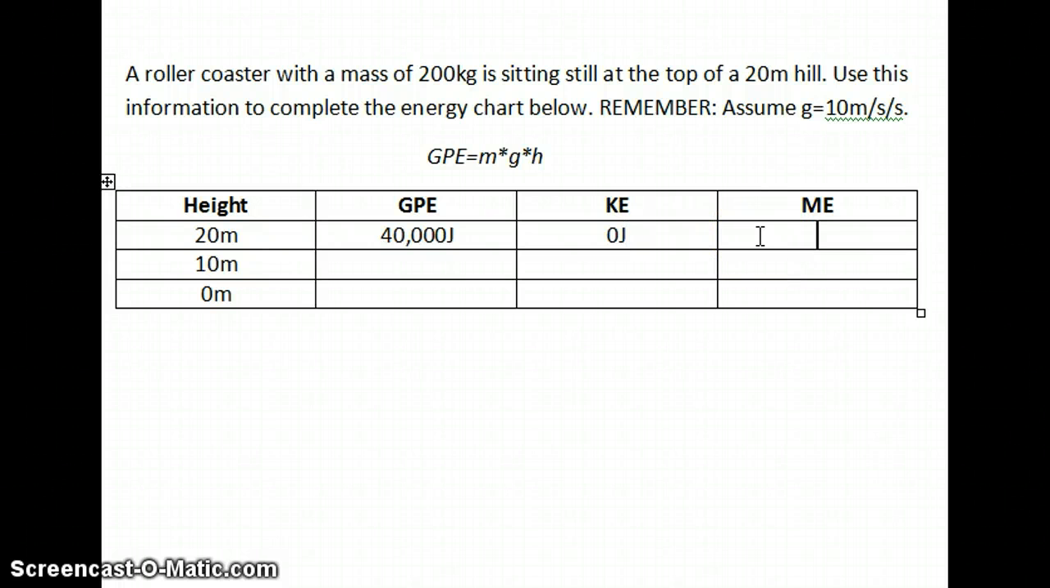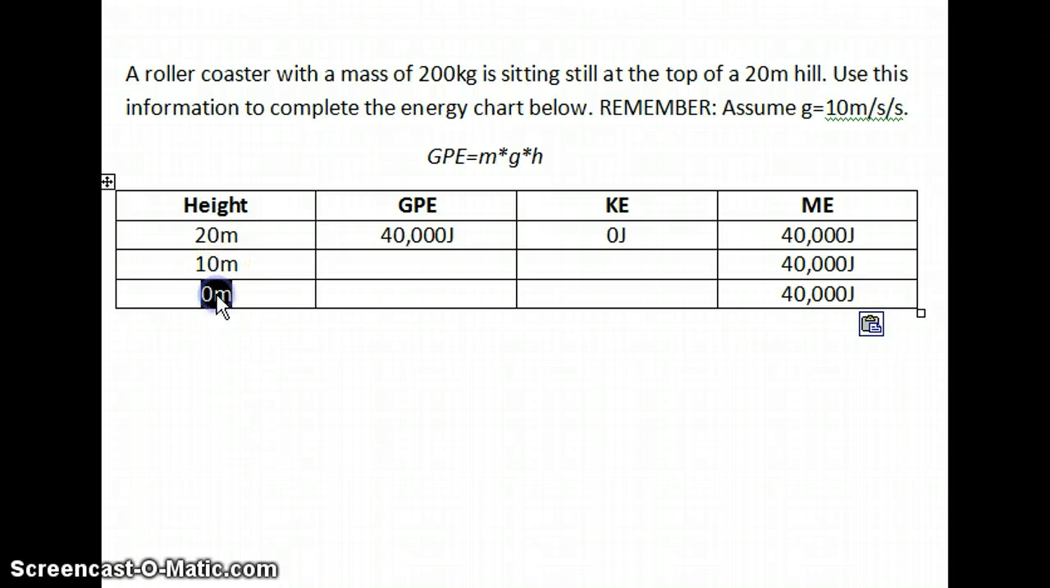Mechanical energy, as I've stated before, is just simply the sum of GPE and KE. Well, 40,000 plus 0 is and always will be 40,000 joules. Mechanical energy is constant, so we can populate the rest of our chart with mechanical energy, and we are just over halfway there.